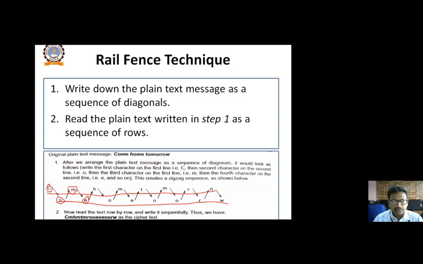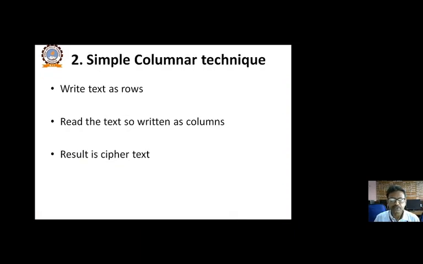So by analogy, it is using some kind of railway track. That is why the name rail fence technique has been given. We have to arrange the characters of the plain text message in a diagonal form and read it in the form of a sequence, row by row. So this is a very simple technique called the rail fence technique.